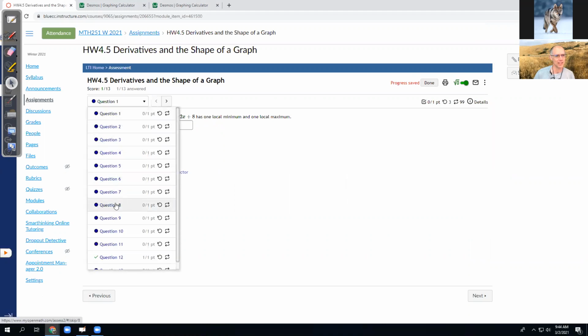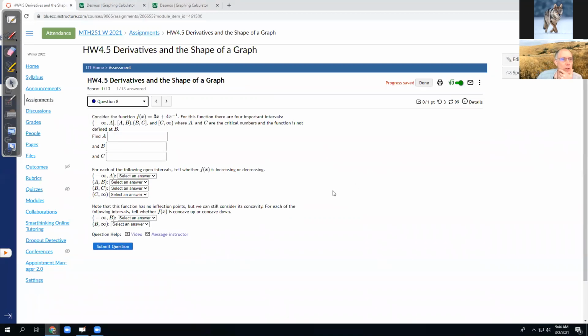Number 8. Okay. So we have this function here, and there are 4 important intervals that based on 3 numbers, A, B, and C. All right, and so A and C are critical numbers for the function, but B is not a critical number. All right, let's check it out. Let's see, 3x plus 4x to the negative 1. Remember that.